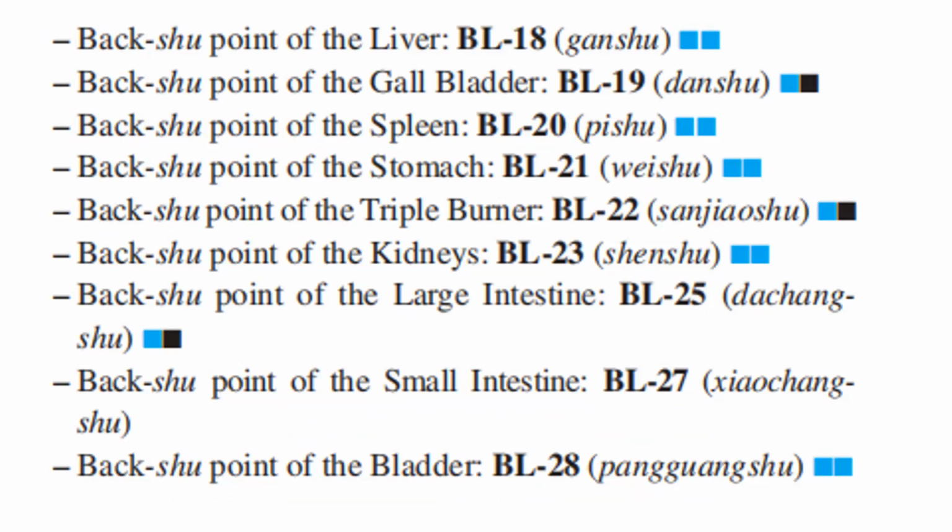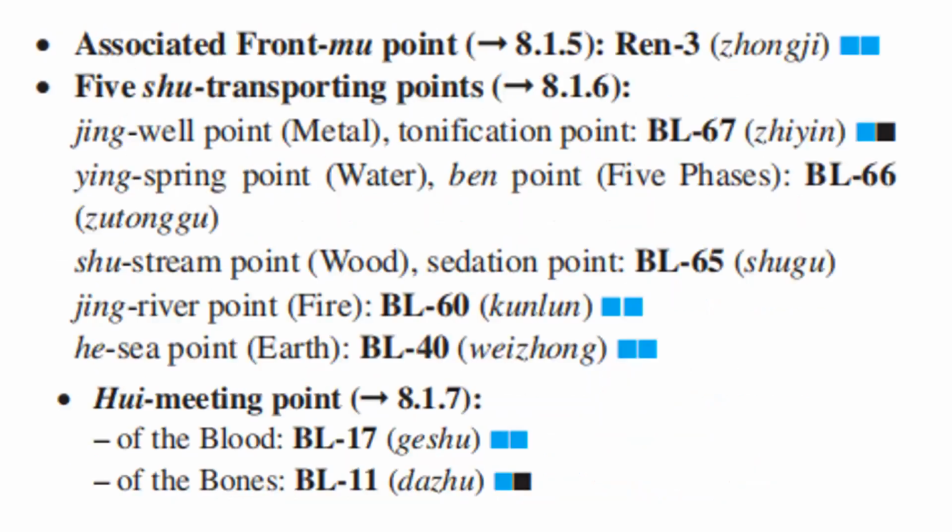Back shu point of the spleen, bladder 20. Back shu point of the stomach, bladder 21. Back shu point of the triple burner, bladder 22. Back shu point of the kidney, bladder 23. Back shu point of the large intestine, bladder 25. Back shu point of the small intestine, bladder 27. Back shu point of the bladder, bladder 28. Associated front mu point, REN 3.